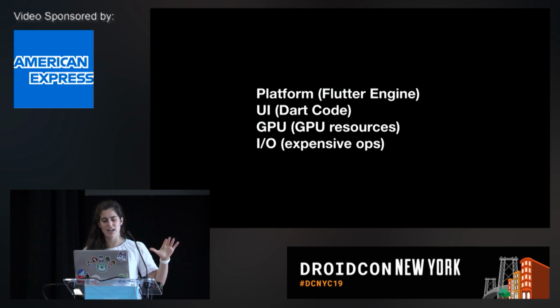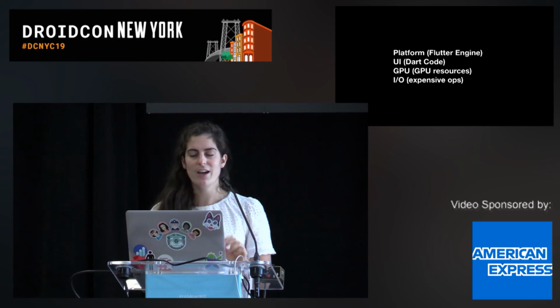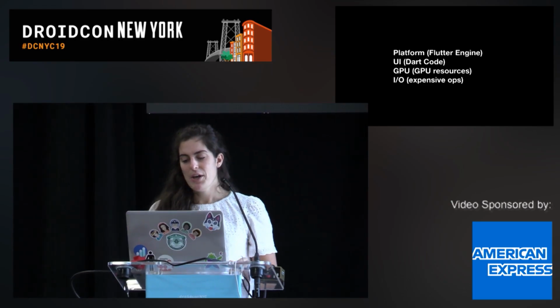So that's a little aside about how we structure work and these different channels that work is happening to. And the first 3 are extremely locked down. So only Flutter engine work can happen on that platform task runner, only the Dart work can happen in the UI, and only GPU work can happen in the GPU task runner. IO is kind of the Wild West.